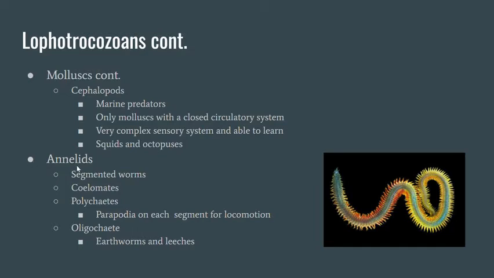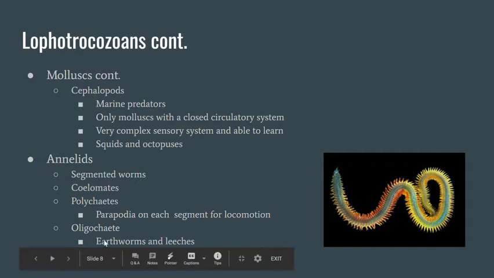The last Lophotrochozoan we'll talk about are your annelids. These are your segmented worms. Keyword: segmented. They are coelomates, and they're divided into polychaetes and oligochaetes. Poly means many, chaetes means these hairs, and these hairs have a specific name. It's parapodia, and for polychaetes they're found on each segment of the worm, and they assist in motion.